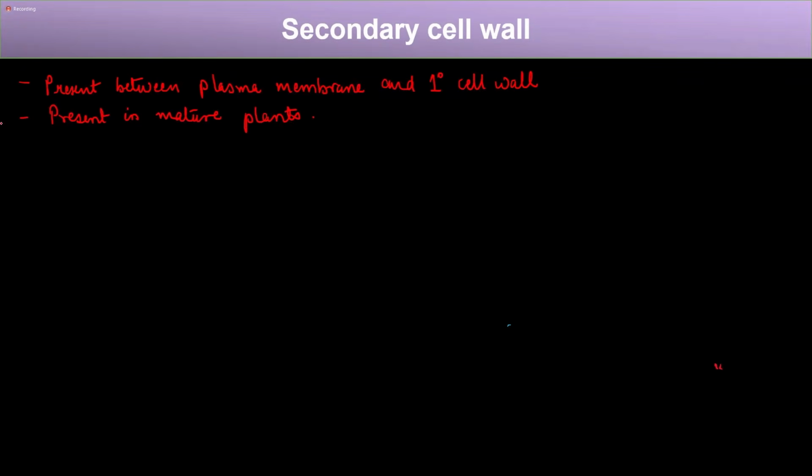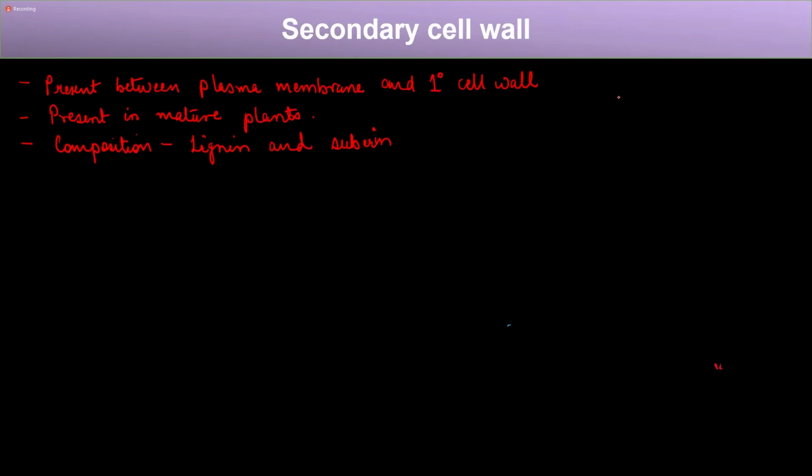And if we talk about its composition, what is the composition of the secondary cell wall? It mainly consists of two things: lignin and one more, suberin. So it comprises lignin and suberin. These are the two things of which the secondary cell wall is made up.